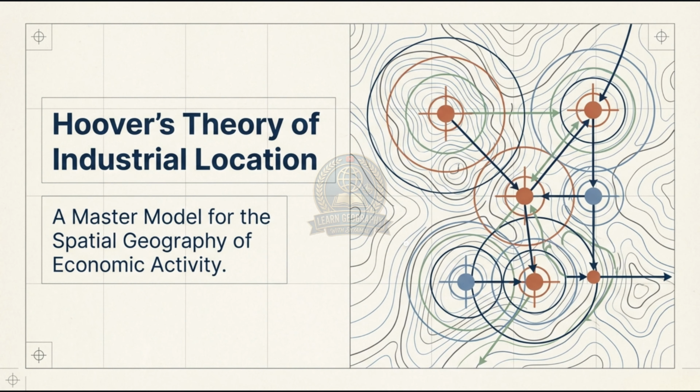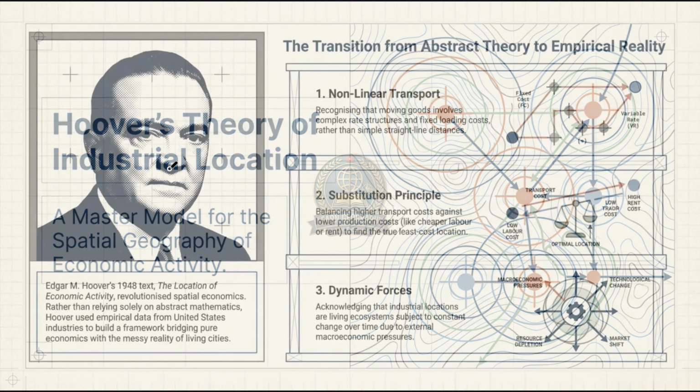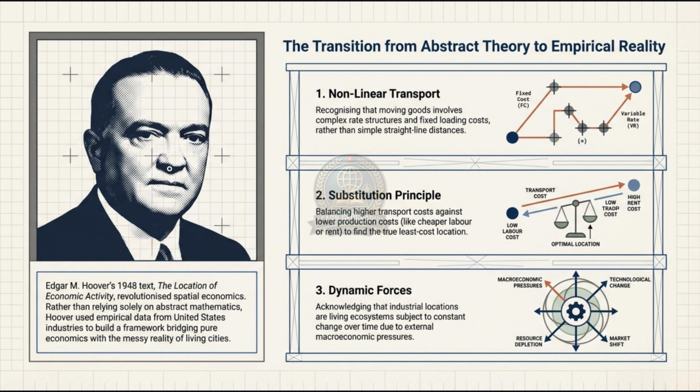Hi everyone, in this class we are going to discuss Hoover's theory of industrial location. Edgar M. Hoover's 1948 text, The Location of Economic Activity, revolutionized spatial economics. Rather than relying solely on abstract mathematics, Hoover used empirical data from United States industries to build a framework bridging pure economics with the messy reality of living cities. Okay, the transition from abstract theory to empirical reality.